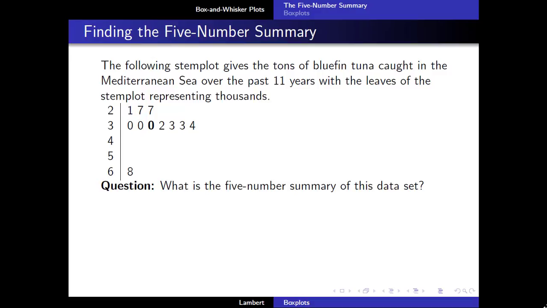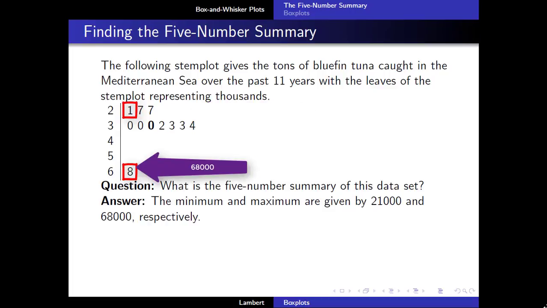The easiest two pieces to grab of a five-number summary are obviously going to be the minimum and maximum. The places you look are the top part, in the furthest left leaf of all of those. At 21,000, that'll be your minimum. And for your maximum, you look at the bottom and you look the farthest right. In this case, it's going to be 68,000. So there's our minimum and maximum.